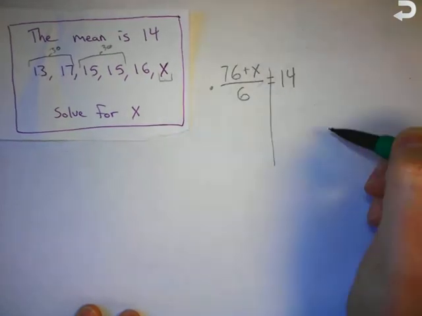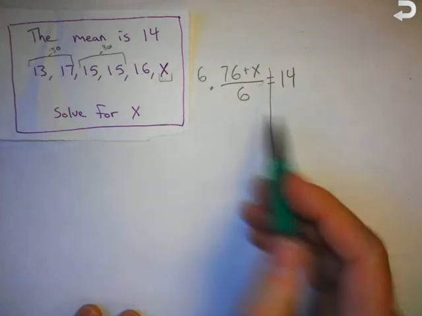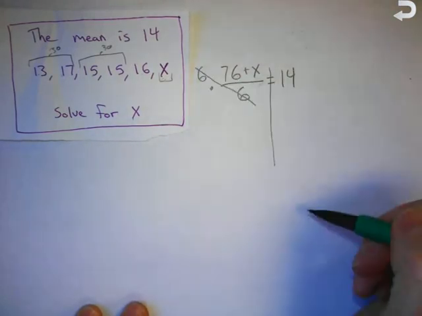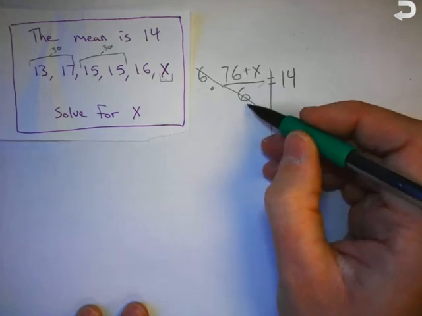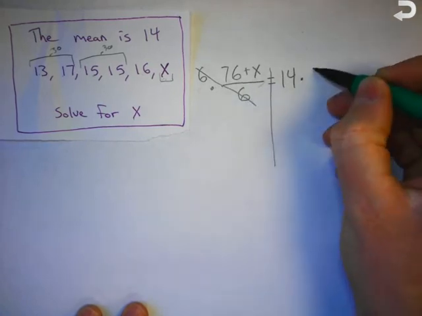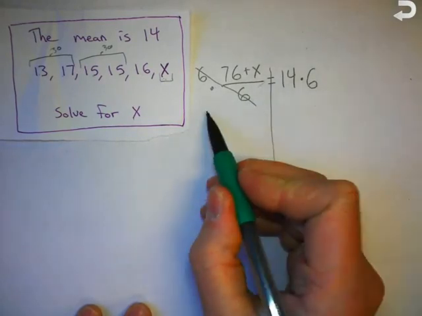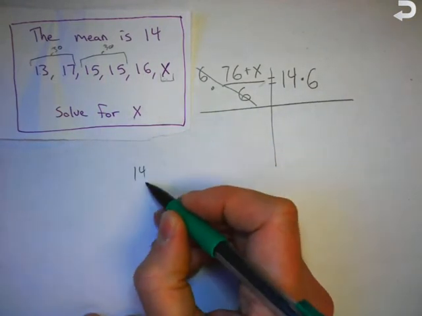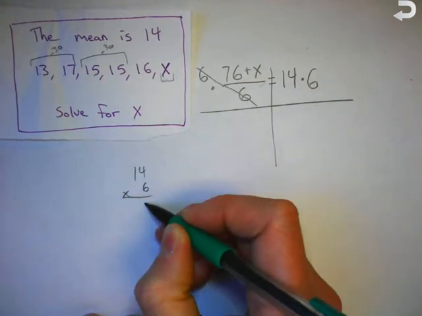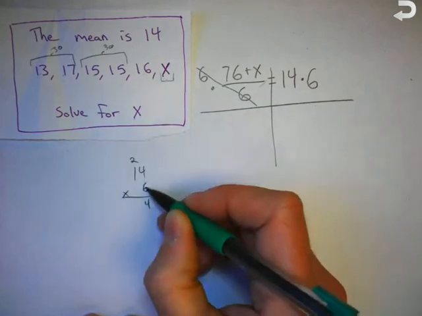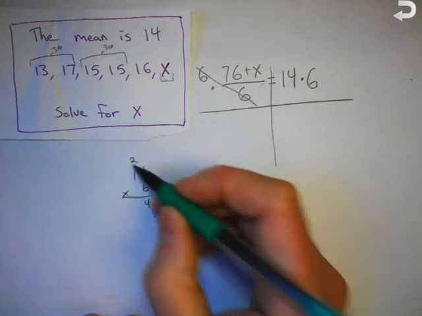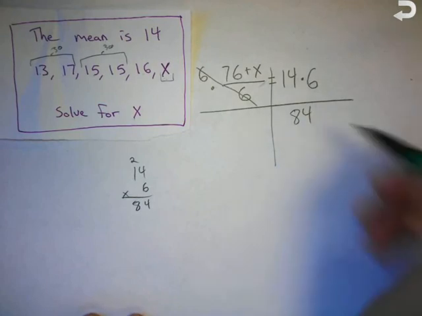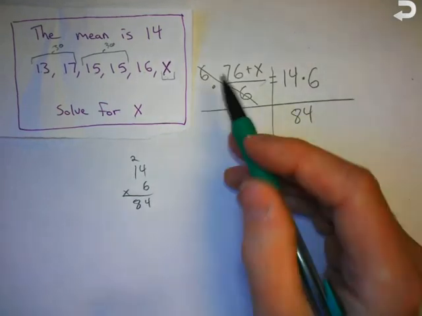I'm going to start out by multiplying both sides by 6. The reason I do that is because 6 divided by 6, those are opposites, they're just going to cancel out. But I can't do it just to one side, I have to do it to both sides. So I'm going to multiply 14 by 6. I don't know what 14 times 6 is, so I'm going to write it down. 14 times 6: 6 times 4 is 24, carry the 2. 6 times 1 is 6, plus 2 is 8. So when I multiply these together, I got 84.